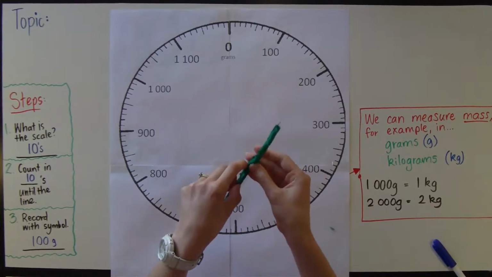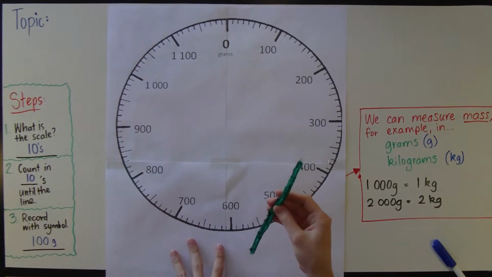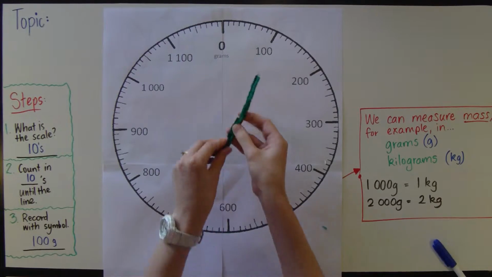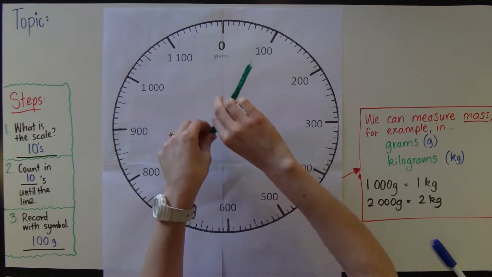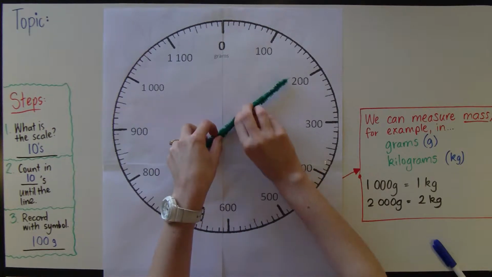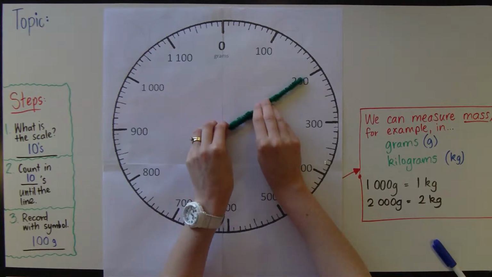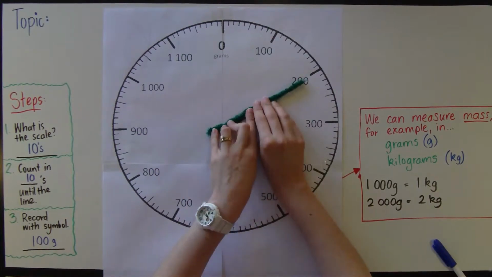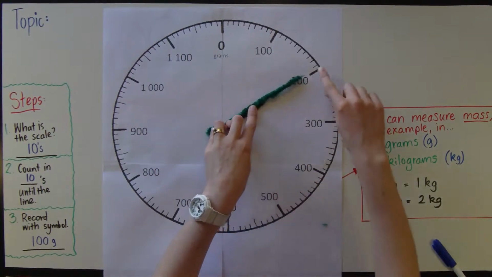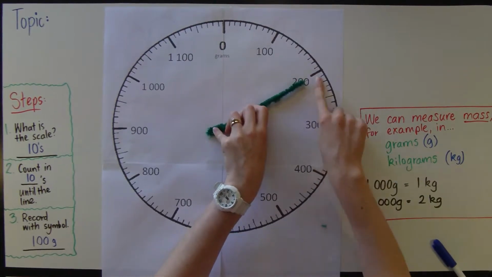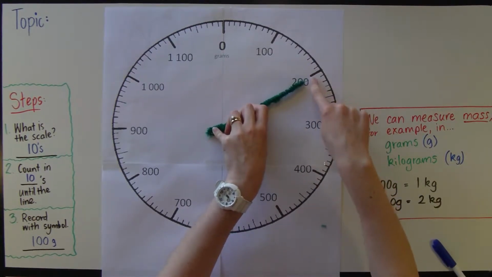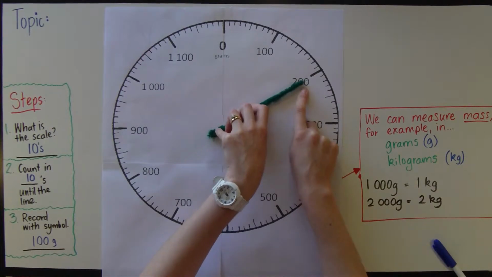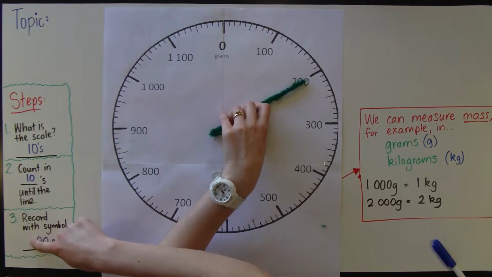Let's look at another example. Let's say, for example, I put another object onto the scales, and this one here moved over to this line. What would be the mass of the object? So here, let's say it's pointing straight onto this big line here. This one is pointing at the 200 grams mark. So it's 200 grams.